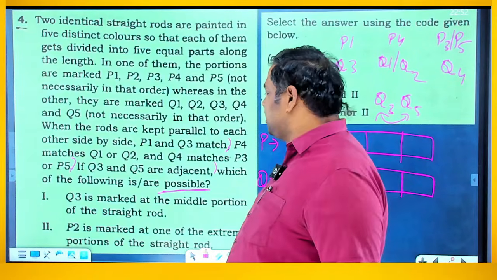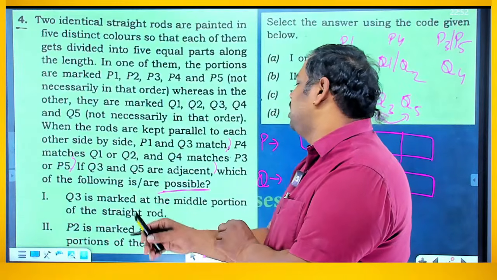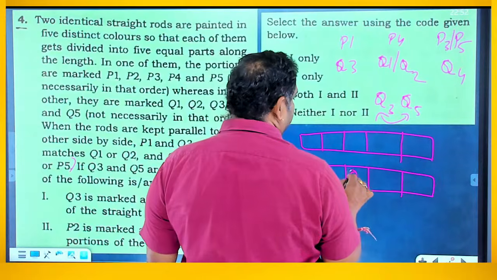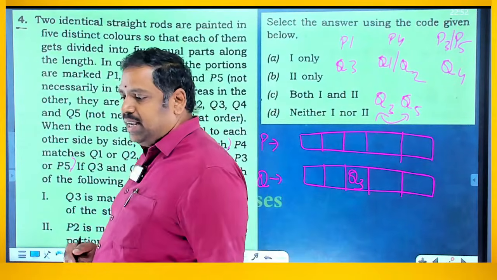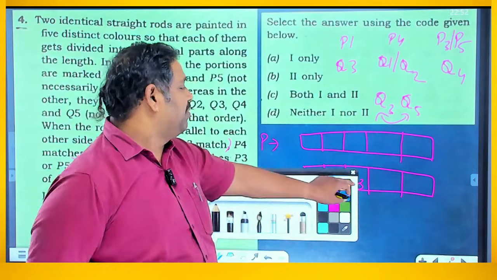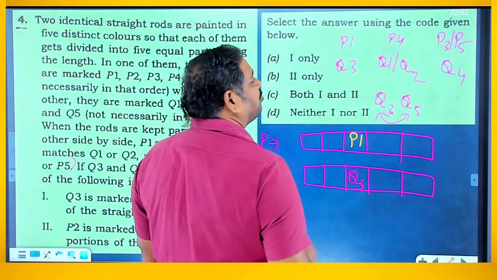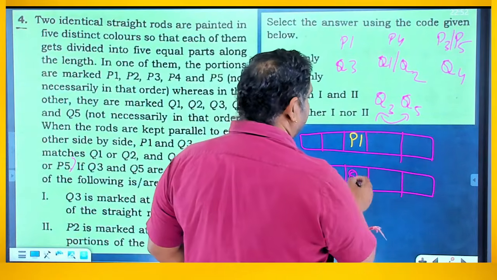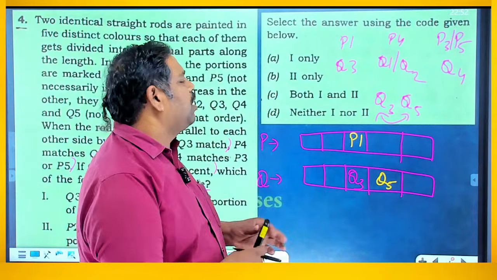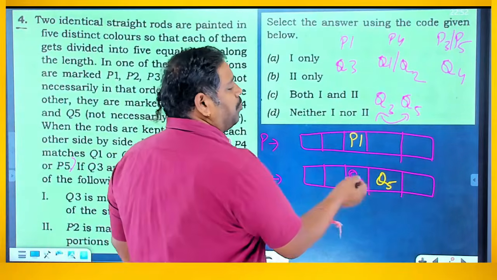Then what I can say is Q3 is marked at the middle portion of the straight rod. Is it a possibility or not? We have to verify. If it is Q3, this is P1, fine. Q3 and Q5 are adjacent, right? He's asking about a possibility only, so I'm taking that is Q5 and that is a possibility, because Q3 and Q5 both are here now.